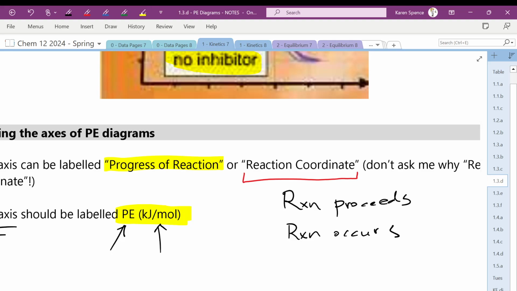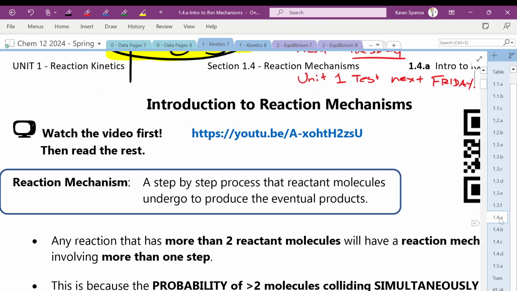So now we will bop along to reaction mechanisms.